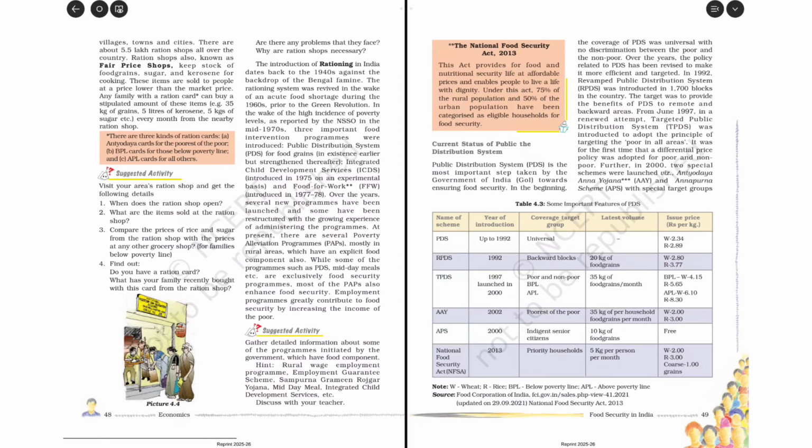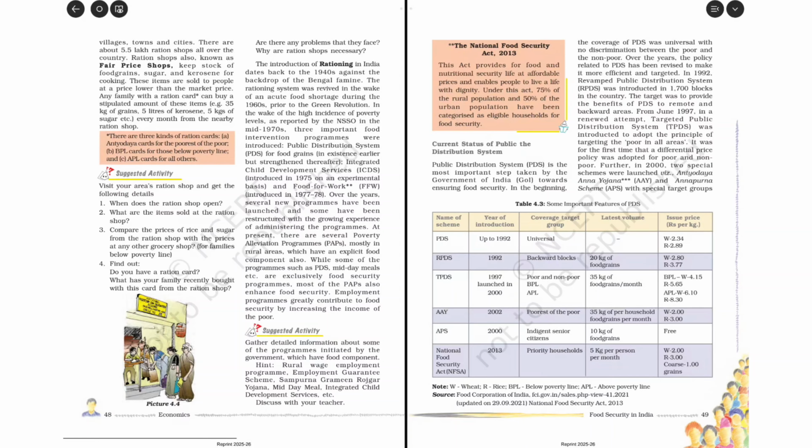While some of the programs such as PDS, midday meals, etc. are exclusively food security programs, most of the poverty alleviation programs also enhance food security. Employment programs greatly contribute to food security by increasing the income of the poor." End quote. I mean, just pause on that number. 5.5 lakh ration shops. That's 550,000 retail locations. It might be the largest retail network on Earth, and it's entirely dedicated to human survival. And its lineage traces straight back to the Bengal famine in the 40s.